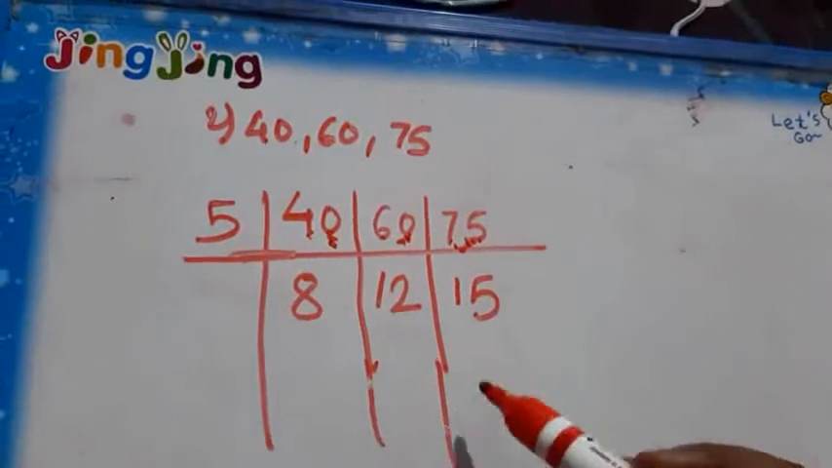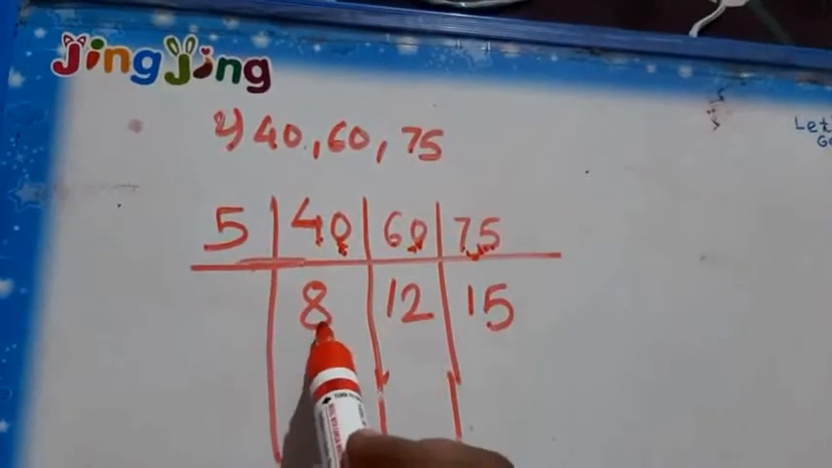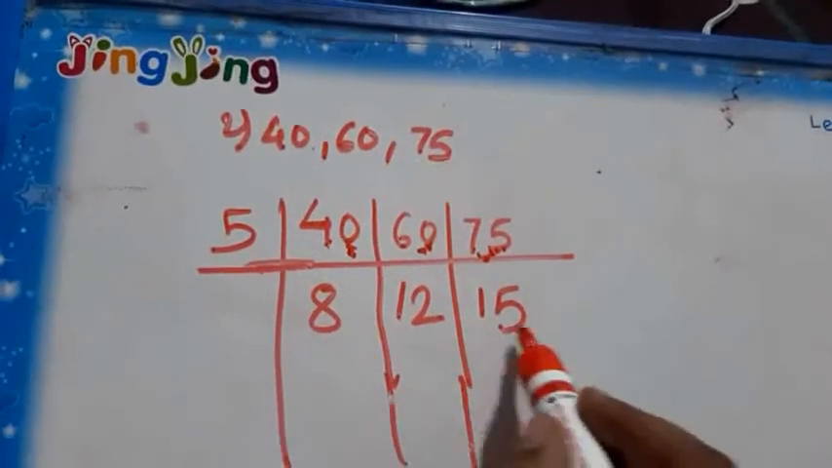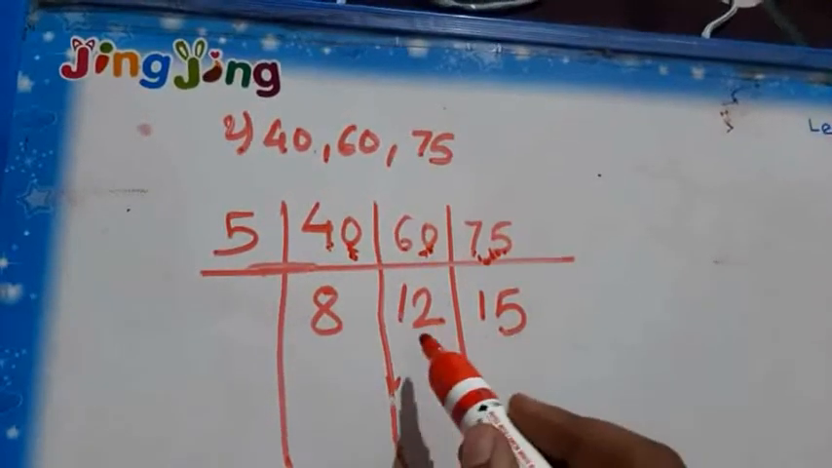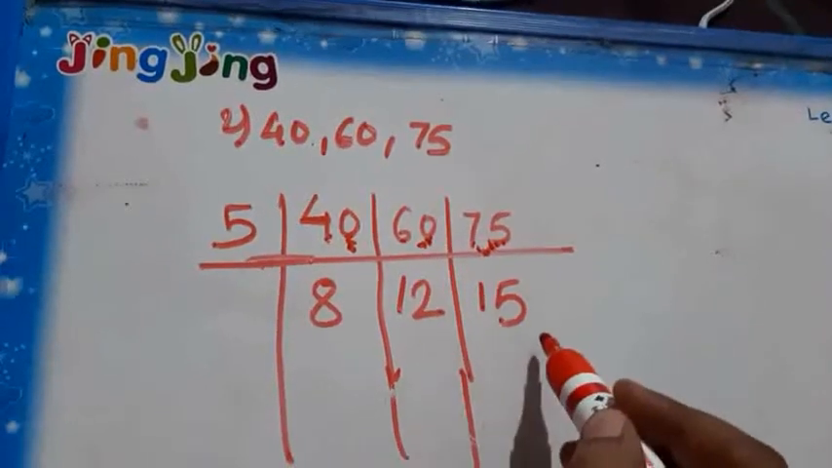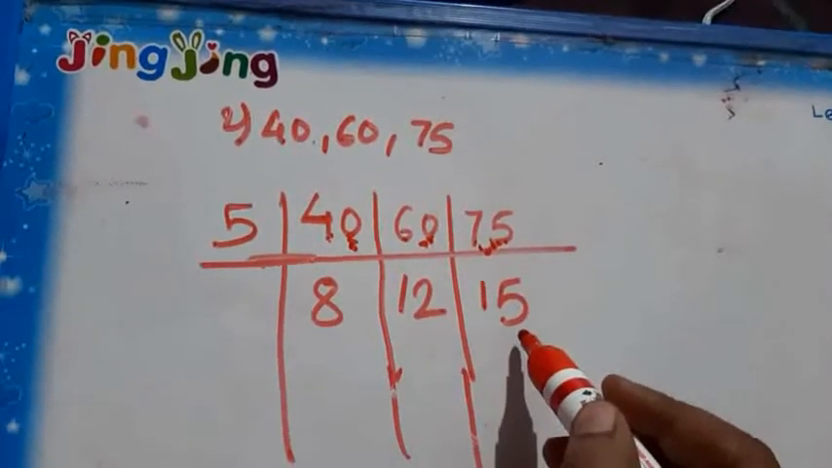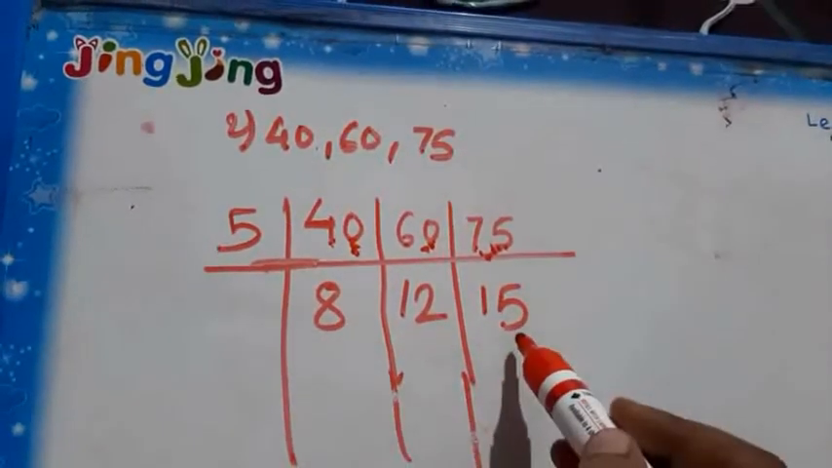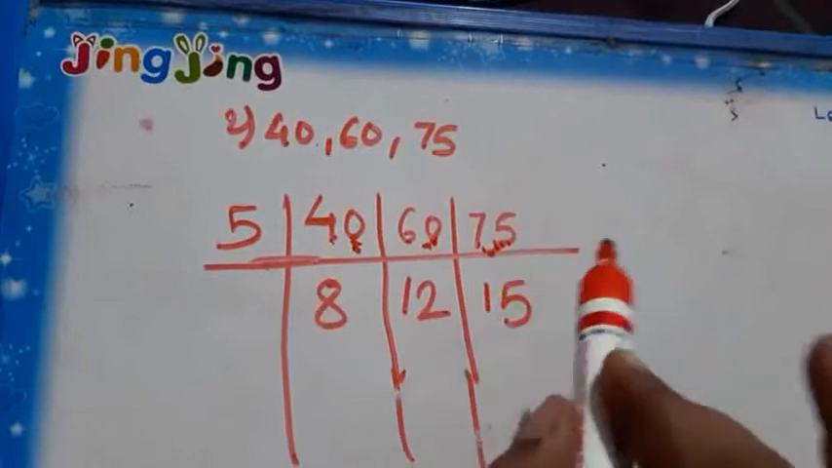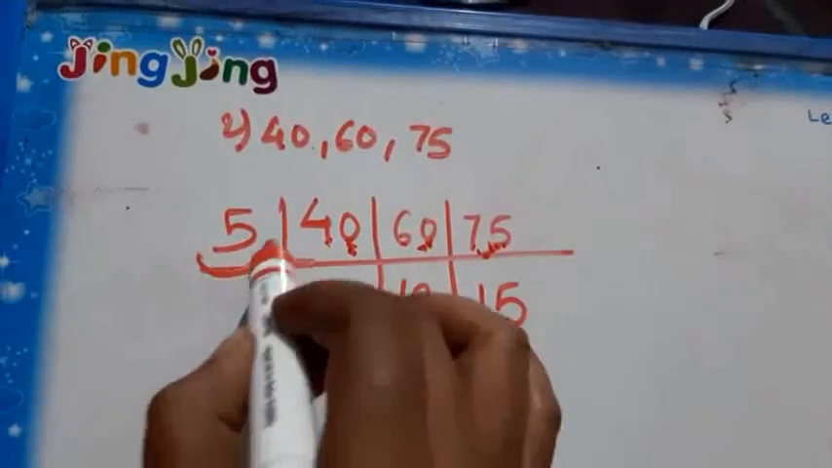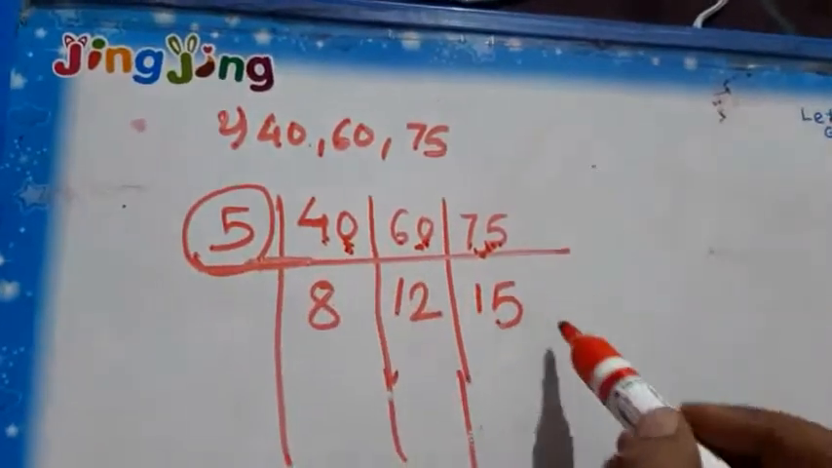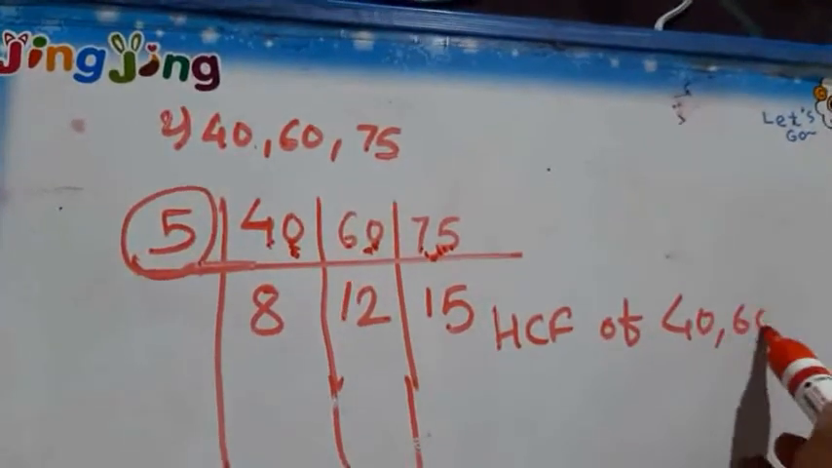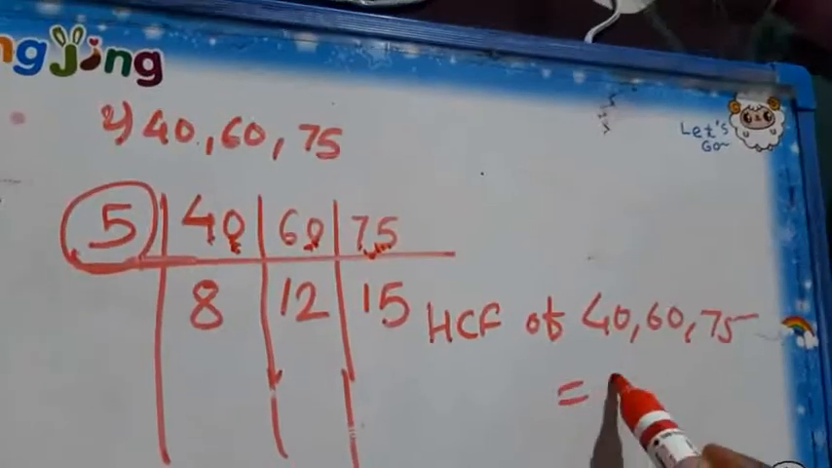So after this, numbers are 8, 12, 15. So any common number we can write for these three numbers? 2 is not possible, 3 is not possible, 5 is also not possible, 7 also no. If we check, any common factor is not possible for these three numbers. So our answer is finished here. What is the common factor? Just 5. So HCF of 60, 40 and 75 will be just 5.